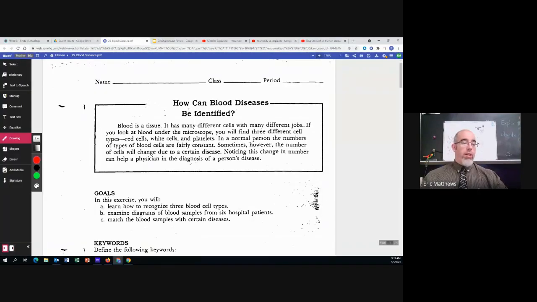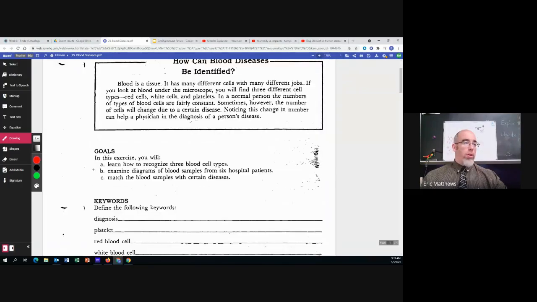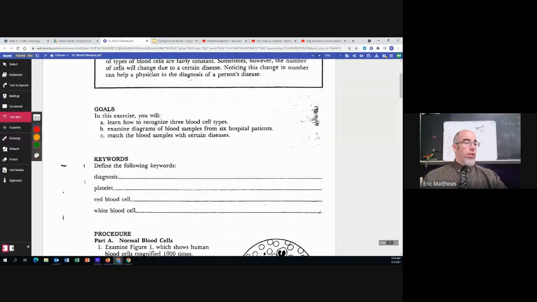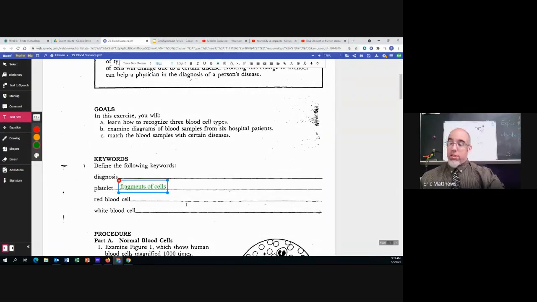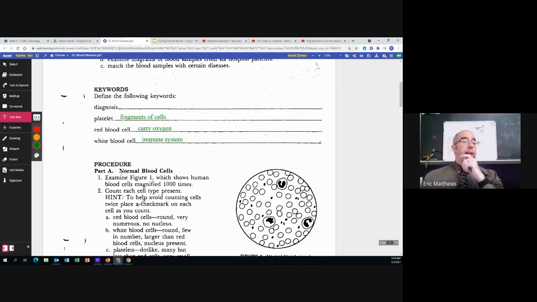All right, so when we take a look at it, you're going to want to get the definition for these four, but I'm going to help you out with a few of them because we've already talked about them. So if you remember, platelets are fragments of cells. That's what helps you stop bleeding. The red blood cells carry oxygen. The white blood cells are your immune system. So all you've got to find out then is diagnosis. Shouldn't be that bad.